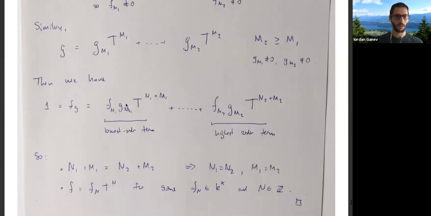This product must be equal to 1. And so, well, I guess we don't even need that. We can just observe that since n1 is equal to n2, f has this form for some non-zero coefficient and some n in Z. So that proves the lemma.